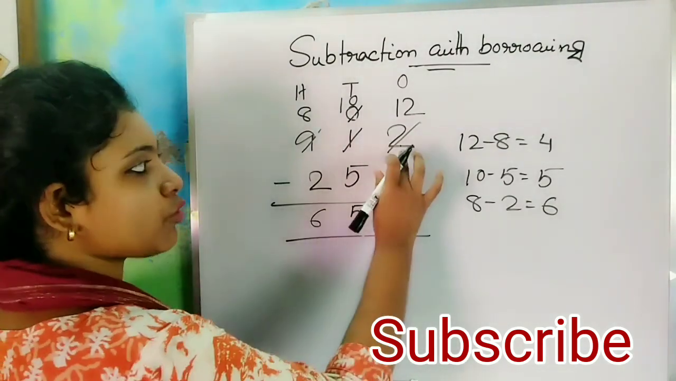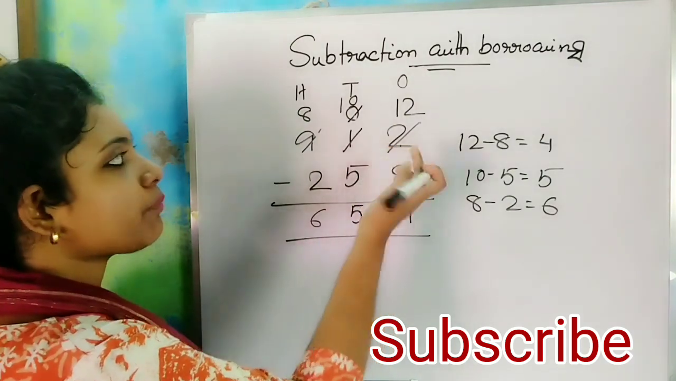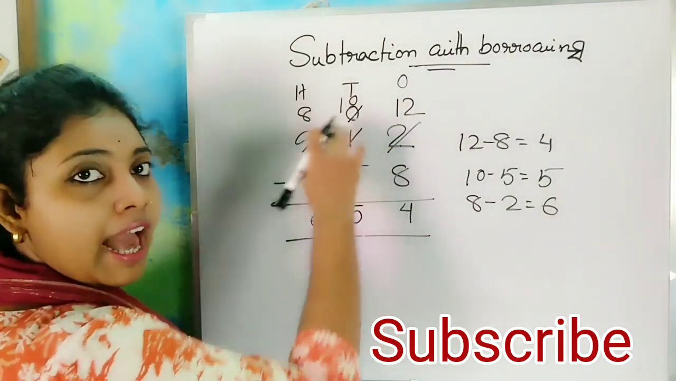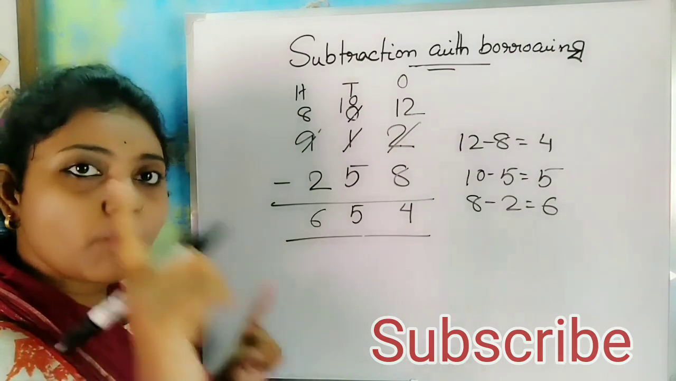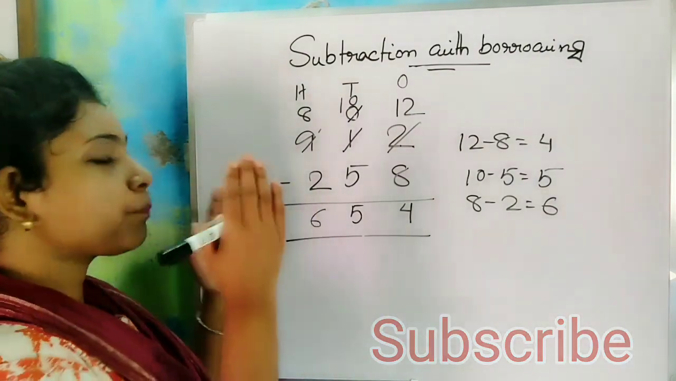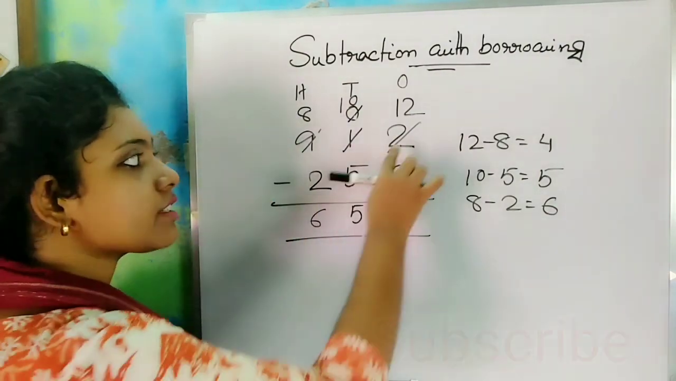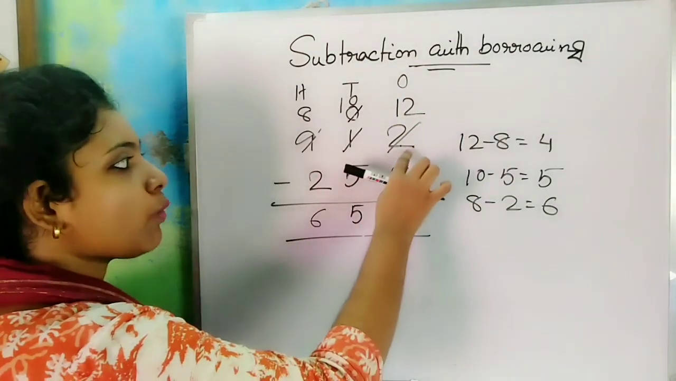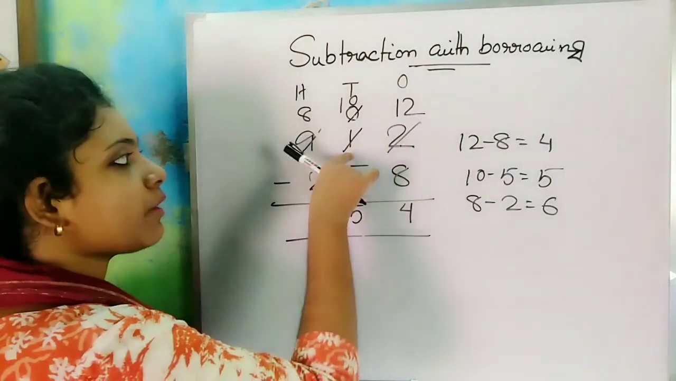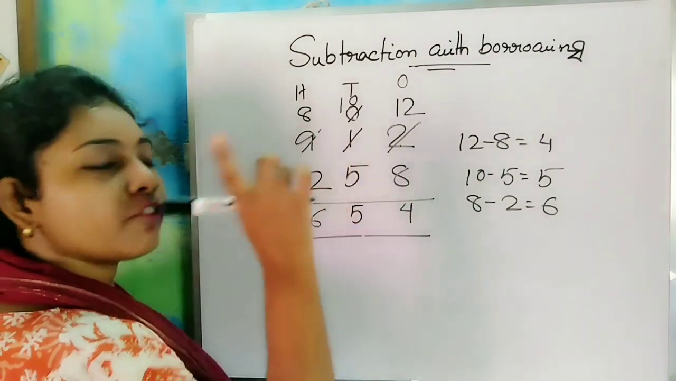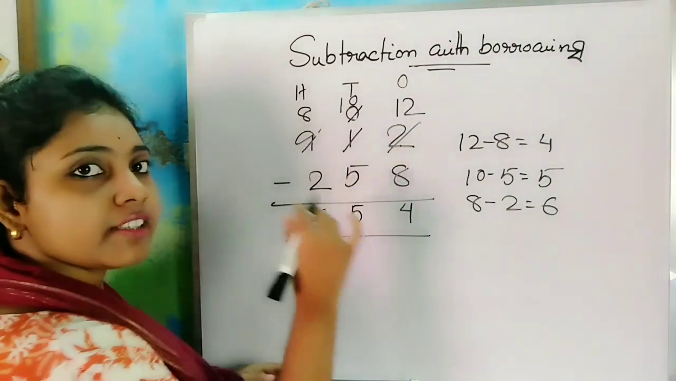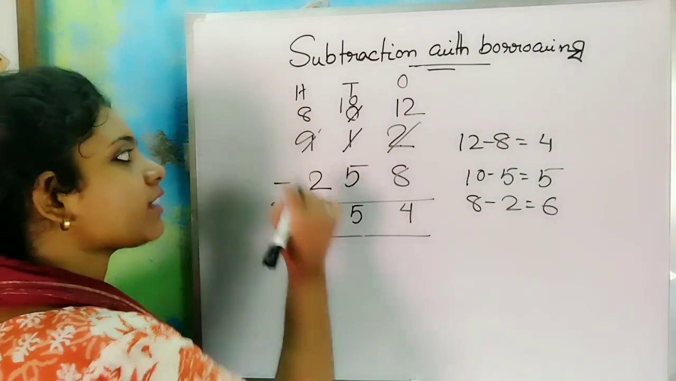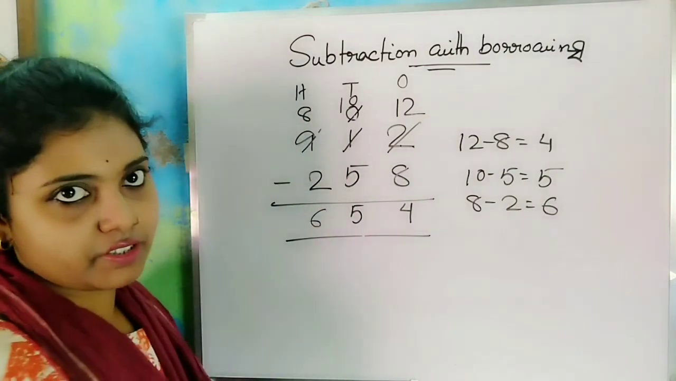And remember that for each borrowing we have to add 10 with the given number. That is, we have to add 10 with 2, we have to add 10 with 0, and subtract 1 from the before places. That is, for borrowing in the ones place we have to subtract 1 from the tens place digit, and for borrowing in the tens place we have to subtract 1 from the hundreds place digit.